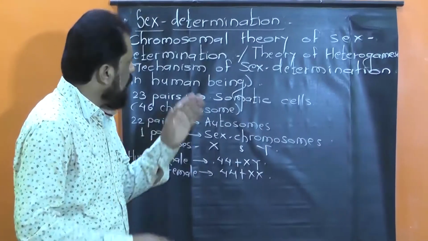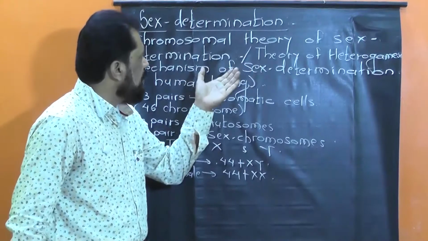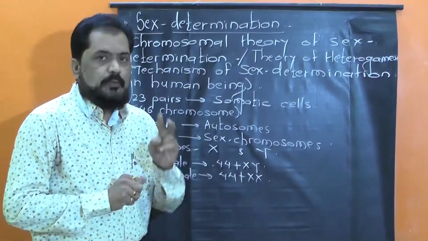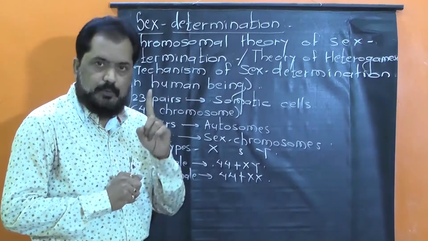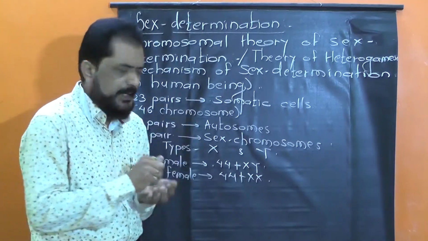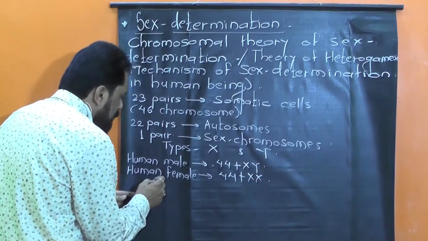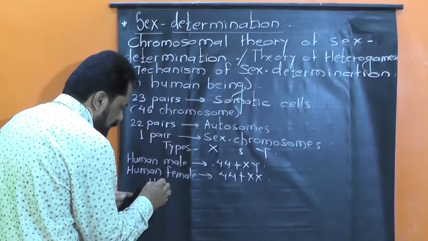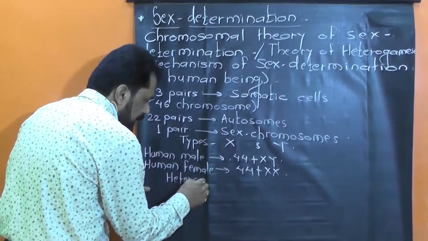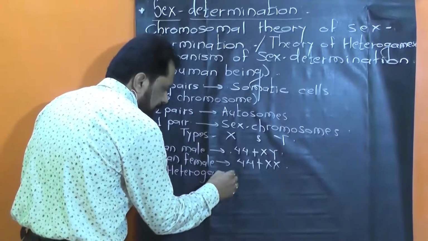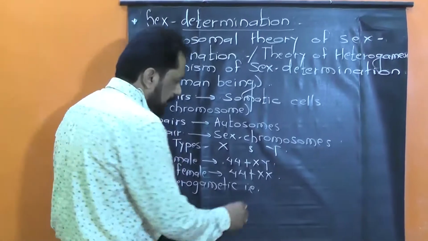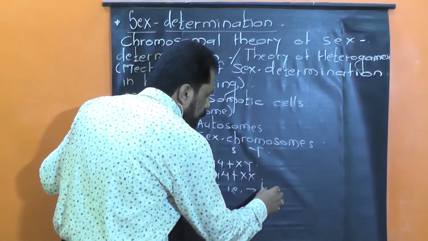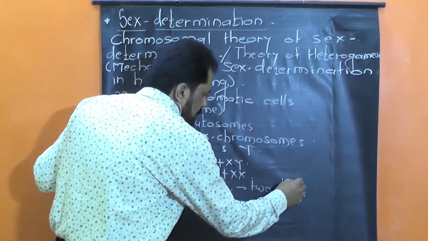Now, according to this chromosomal theory of sex determination, one of the two parents is heterogametic. It means out of two parents, one parent produces two different types of gametes.